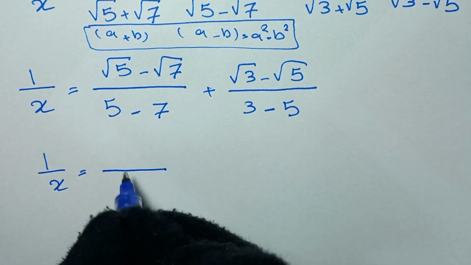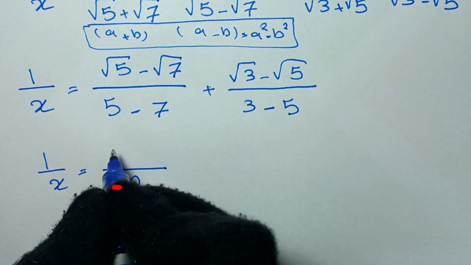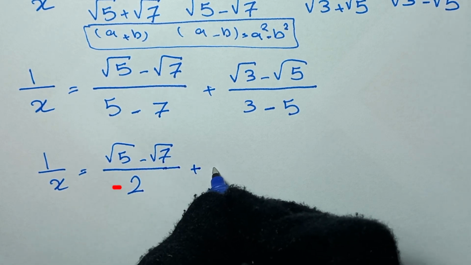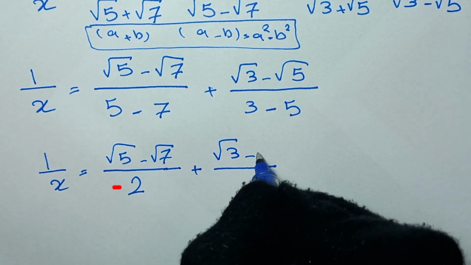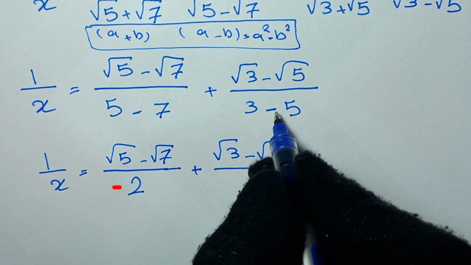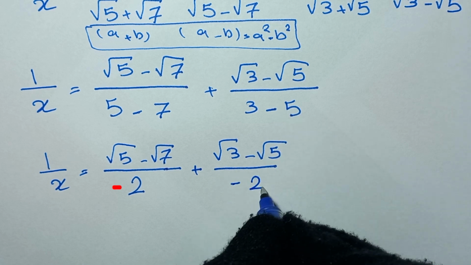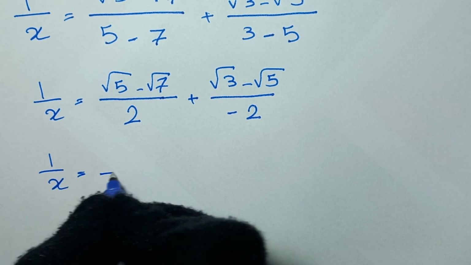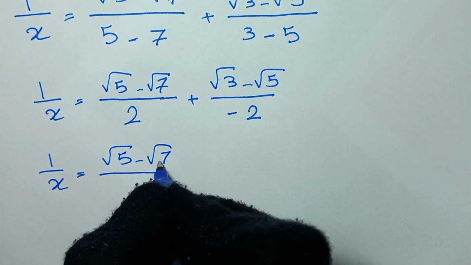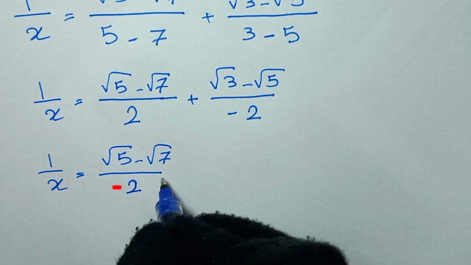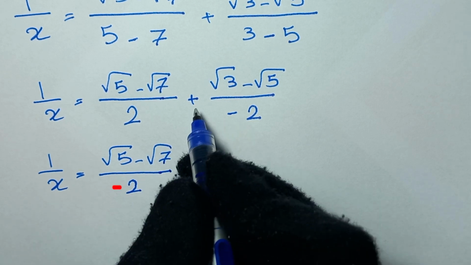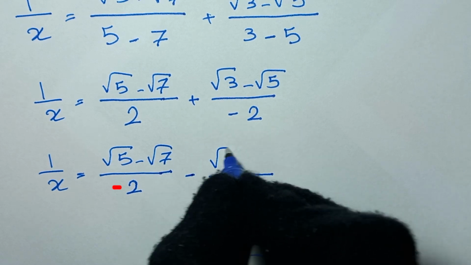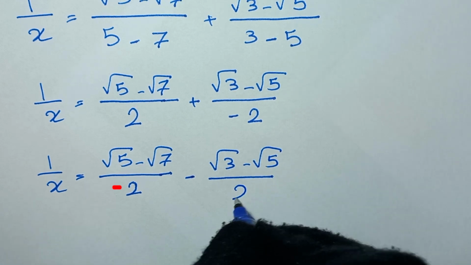5 minus 7 it will be 2, and in the numerator we have square root of 5 minus square root of 7 and plus square root of 3 minus square root of 5, and 3 minus 5 it will be negative 2, right? And in the next step it will be 1 over x is equal to square root of 5 minus square root of 7 over 2 and in here we have positive and here we have negative, so positive times negative it will be negative square root of 3 minus square root of 5 over 2, right?